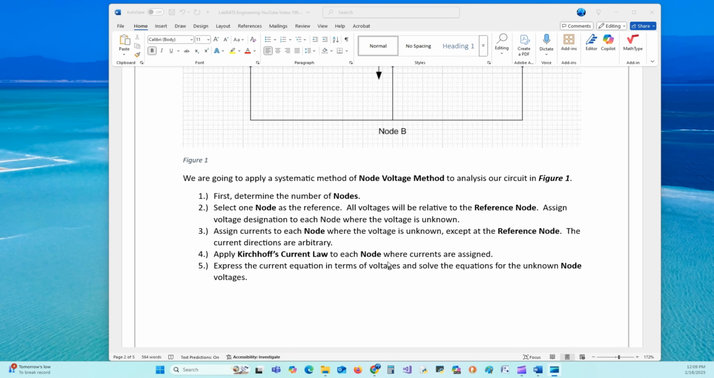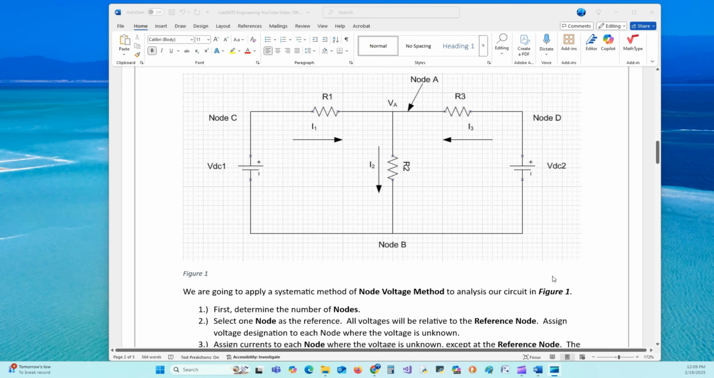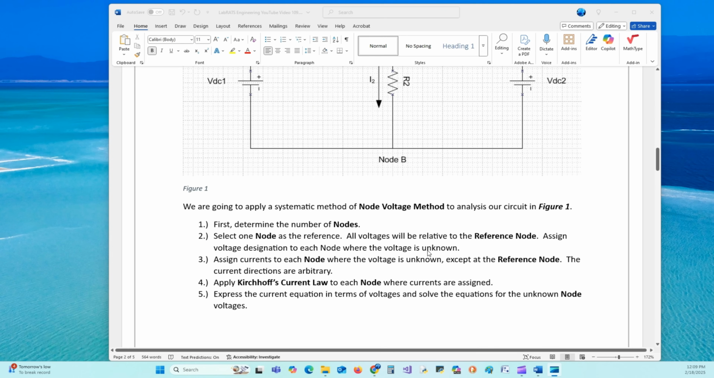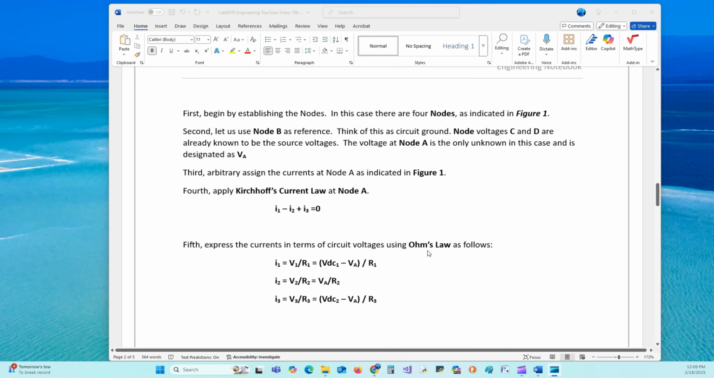Apply Kirchhoff's current law to each node where the currents are assigned. Express the current equations in terms of voltage and solve the equations for the unknown node voltage, which is VA. That's our unknown voltage. We know node C because it is VDC1 with reference to B, so the drop across here. We know node D to be VDC2 because it is a drop from here to here. The only one we don't know is this one right here, VA over R2, using VB as a reference.